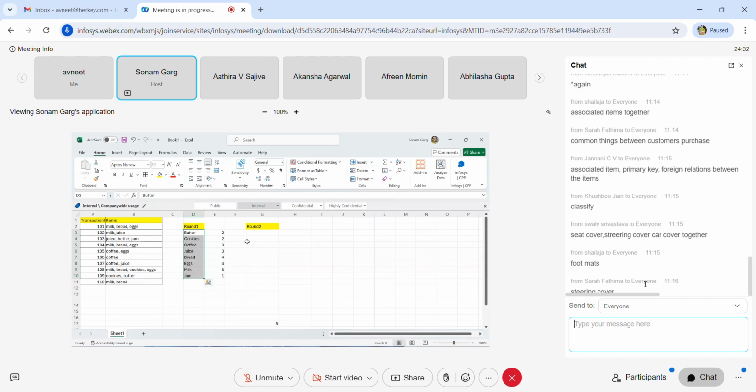Okay. Now, find in how many transactions butter was purchased. Like you have seen in the total, the last row was total. So this is what I have done here. Butter was purchased 2 times, cookies 2 times, coffee 3 times, juice 3 times, and so on.